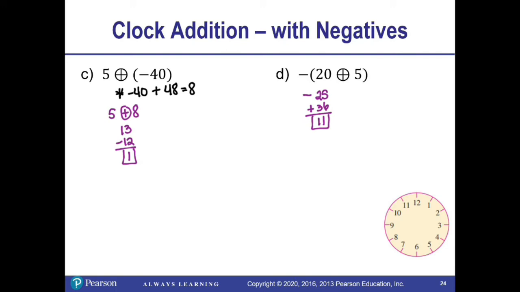Let's look at another method. Distribute the negative. So we'd have negative 20 plus negative 5 on the clock. Again, I want to have positive numbers, so I add multiples of 12 to figure out where I land on the clock. Well, negative 20 plus 24 is 4. Negative 5 plus 12 is 7. So negative 20 plus negative 5 is the same thing as 4 plus 7 on our clock, which is 11. Notice I get the same answer either way.